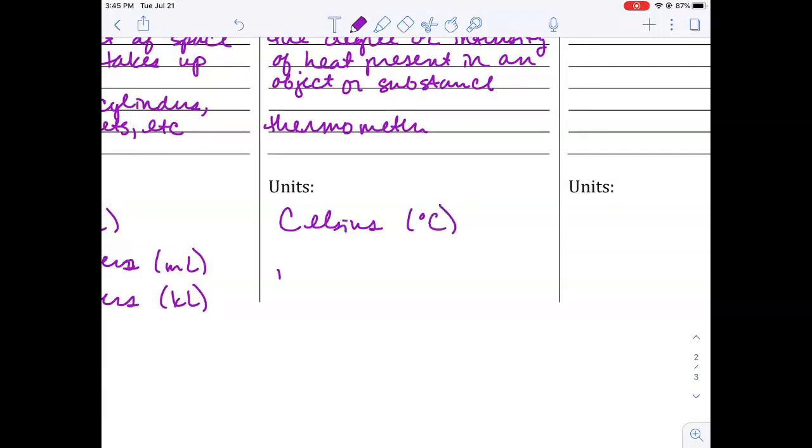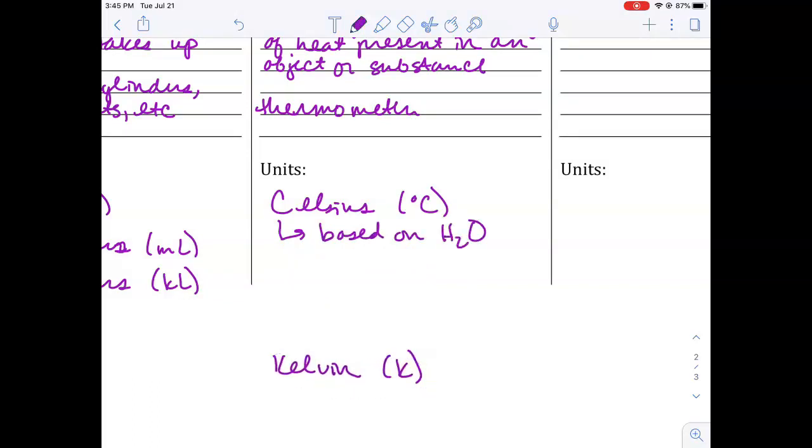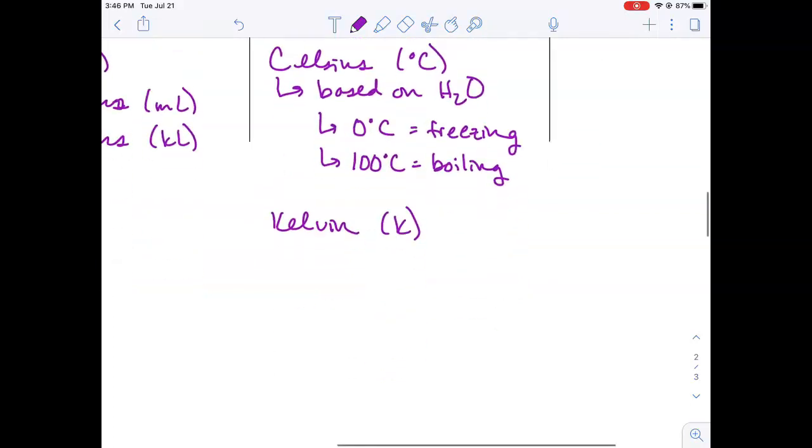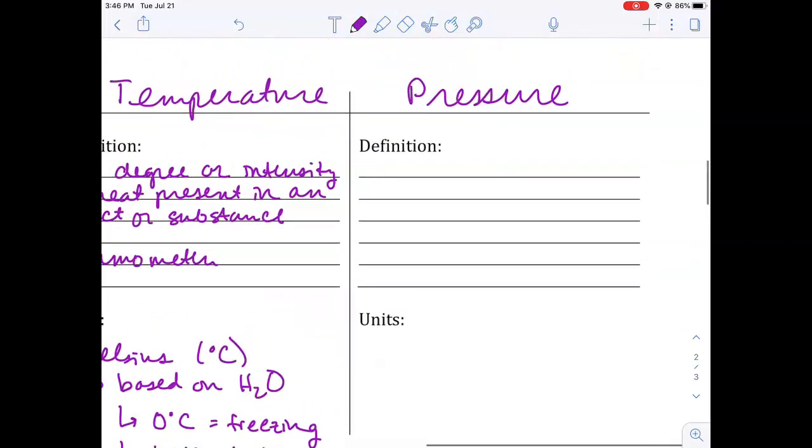We use 2 units in this class. So we use Celsius, which is degrees Celsius or degrees C. Celsius is based on water. 0 degrees Celsius is the freezing point of water, and 100 degrees Celsius is the boiling point of water. And then it's just divided into increments from there. Kelvin is considered an absolute temperature scale, where 0 Kelvin means absolutely no motion, no particle movement at all. To get to Kelvin, we do degrees Celsius plus 273.